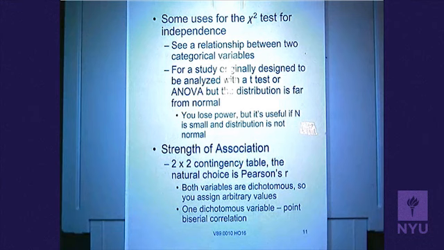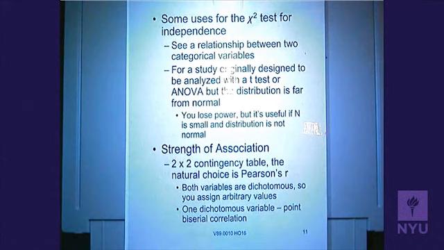Another reason is that you've done a study, and you were going to use a t-test or an ANOVA, and then you found out that you violated those assumptions. So then you might go to a chi-square to do it, okay? You lose power, but it's useful if your N is small and your distribution is not normal, all right?